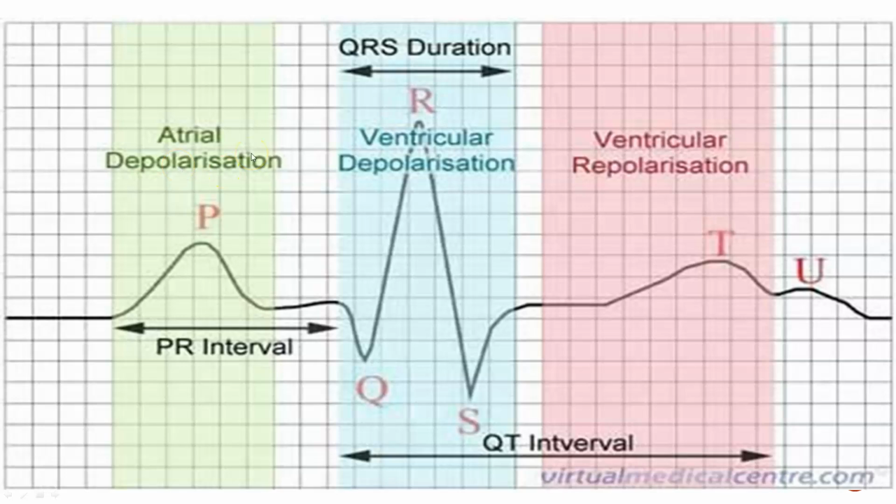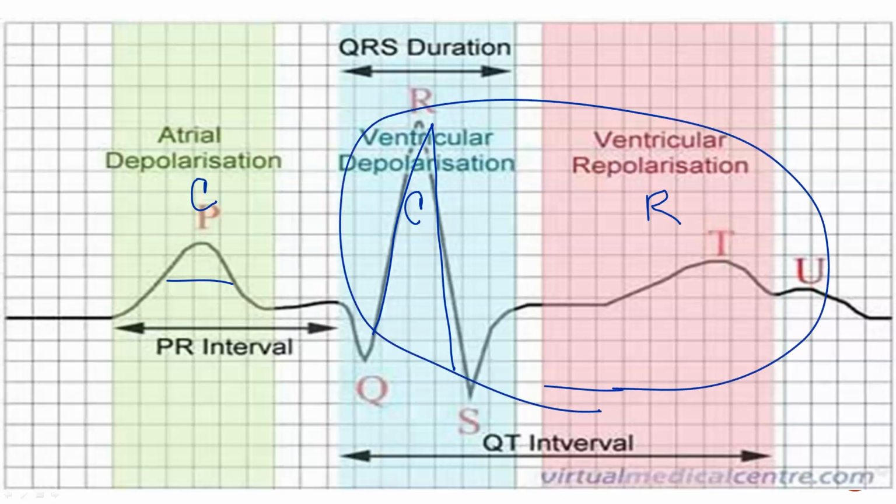So here's that whole PQRST complex. Depolarization, depolarization, repolarization. Or, let's see if it works, contraction, contraction, relaxation. This is atrial. This is a V, so it's ventricle. And this is the follow-up to the ventricular relaxation. Contraction, contraction, relaxation.